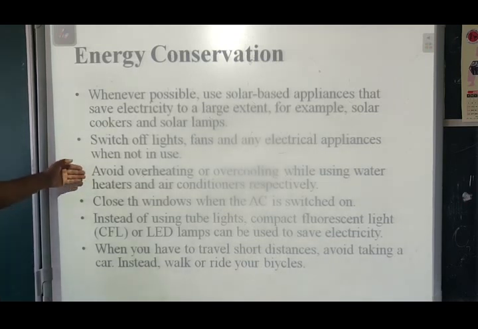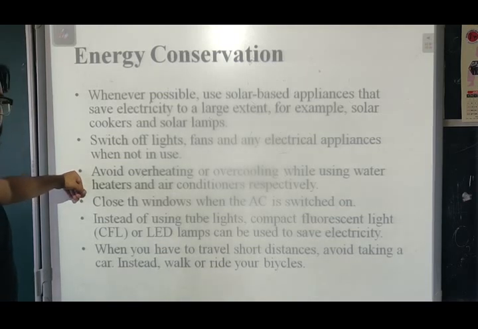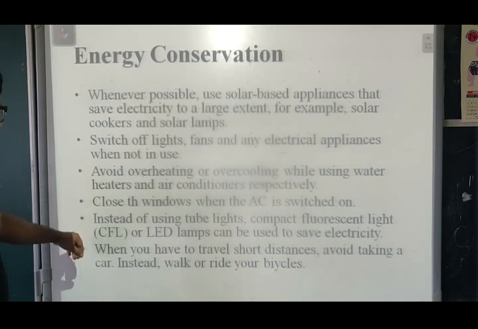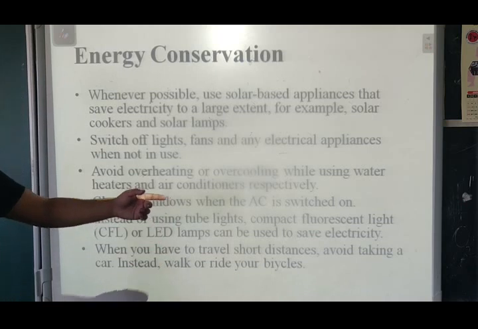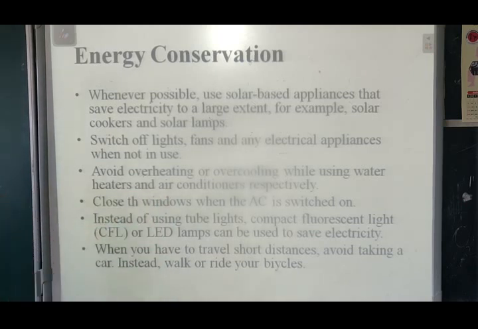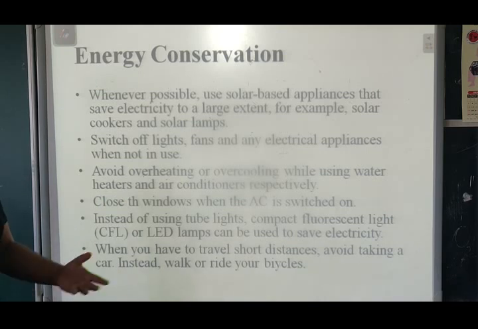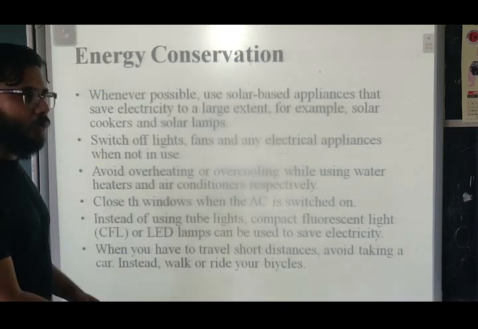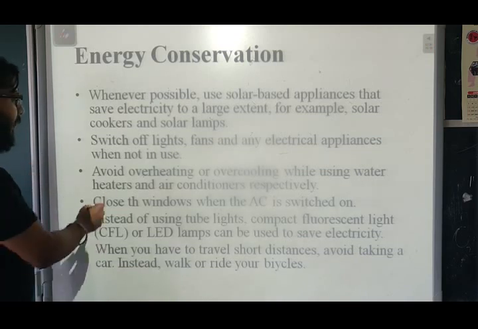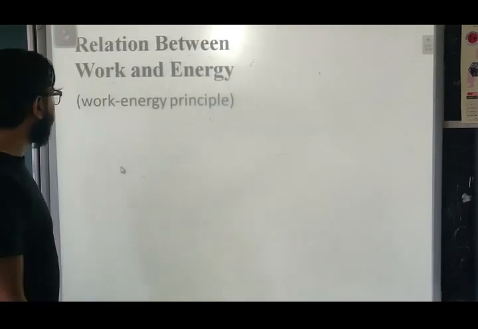Avoid overheating or overcooling while using water heaters or air conditioners respectively. Close the windows when the AC is switched on. Instead of using tube lights, compact fluorescent lights, that is CFL, or LED lamps can be used to save electricity. When you have to travel short distances, avoid taking a car. Instead, just walk or take a bike. Walking is good for your health. Cycling is also good for your health. You'll burn your fat and you'll become less fat.